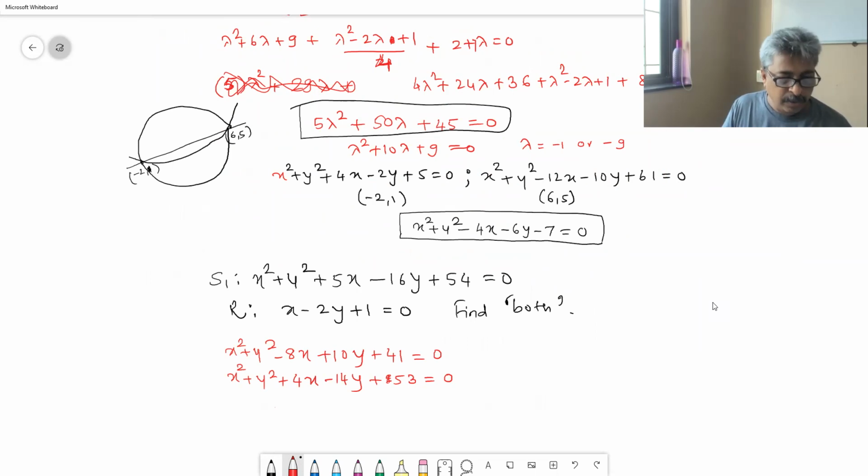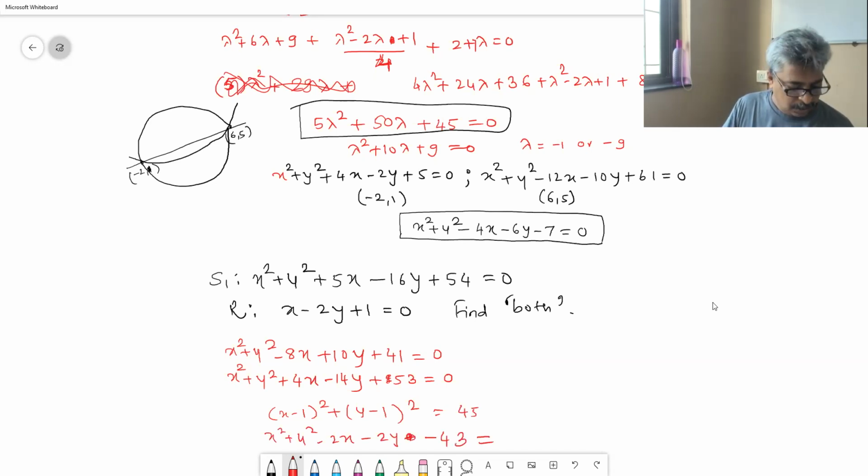the smallest orthogonal will be (x minus 1) square plus (y minus 1) square is equal to, what is the radius? This 36 plus 9 is 45. Is that correct? 43, how much, 45. So x square plus y square minus 2x minus 2y plus or minus 43 is equal to 0. These are the three things.